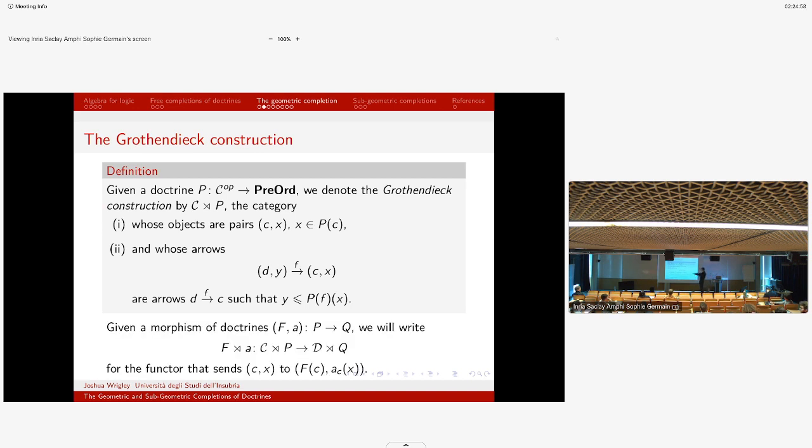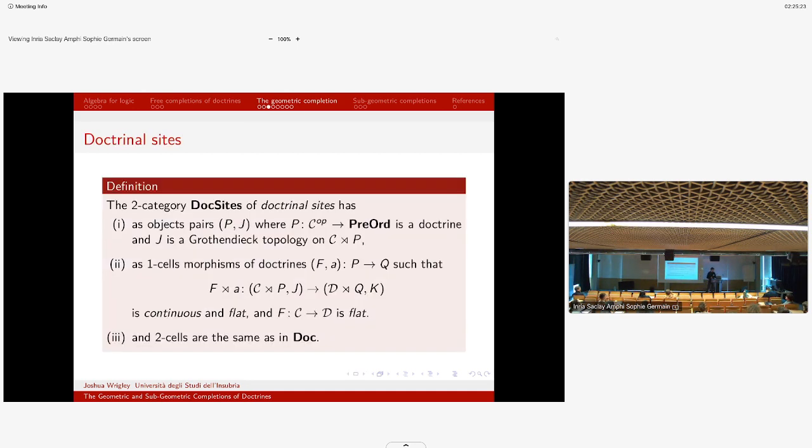Whenever I have a morphism of doctrines, so recall a functor between the base categories and a natural transformation between them, I'm going to follow this same standard idea of what's going on with the notation up here by writing F R times A to mean this map, which sends (C, X) to (F of C, A_C of X). So that's just a little bit of notation.